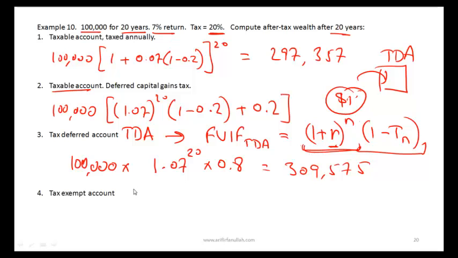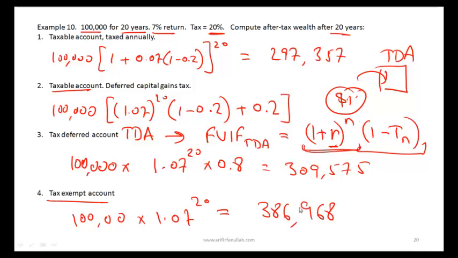And then what about part 4, the tax exempt account? What is this? You put in money that has already been taxed, and then when you take money out, you don't have to pay taxes. Let's say that you put in $100,000. What will you get at the end? 1.07 to the power of 20 times that, which is 386,968. Can you compare these two numbers and say tax exempt is much better? What do you think?